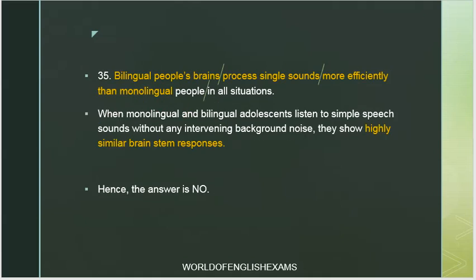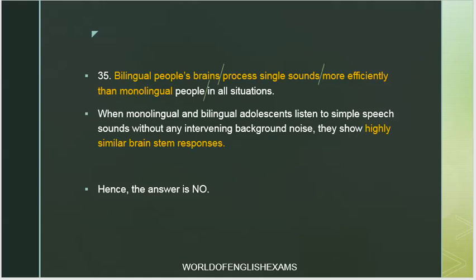Bilingual people's brains, okay, the brains of the bilinguals process single sounds more effectively than monolingual people in all situations. Again, this is a comparison. So what are they comparing now? The brains of the bilinguals can process single sounds, which means smaller sounds, more efficiently than monolinguals. So whose capability to process sounds is better, whether it is monolinguals or bilinguals?